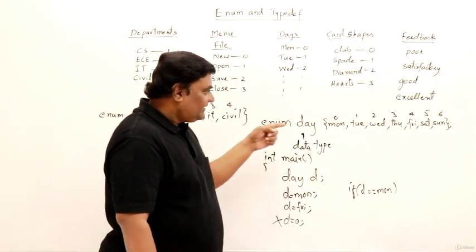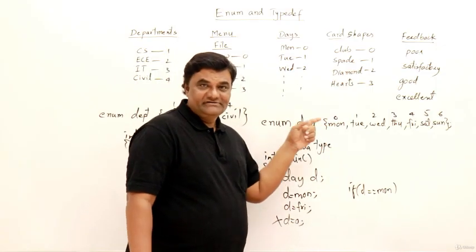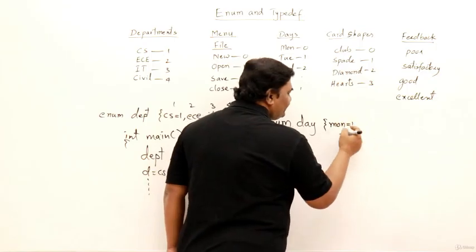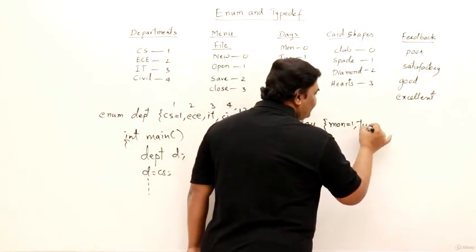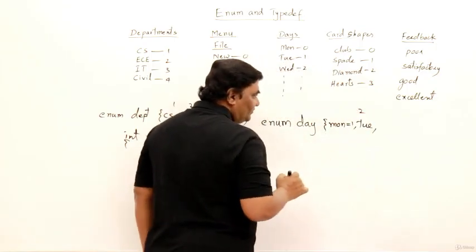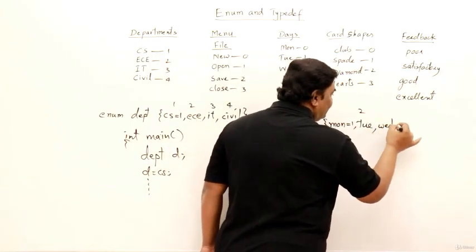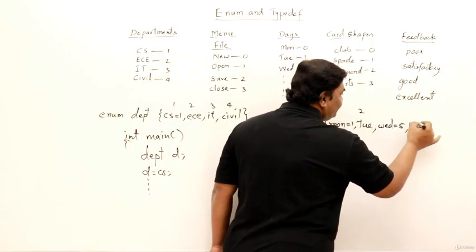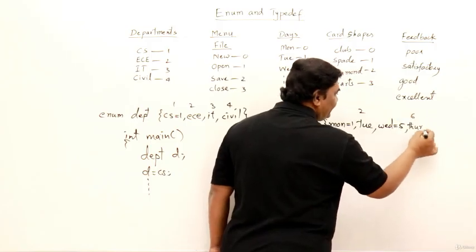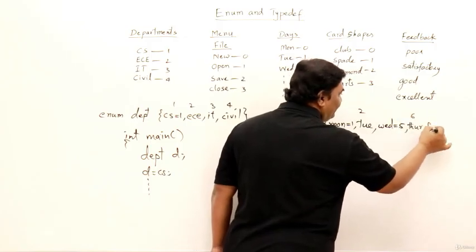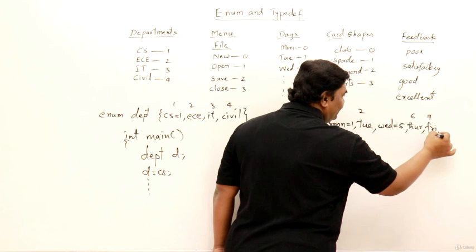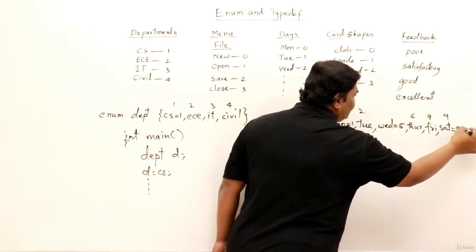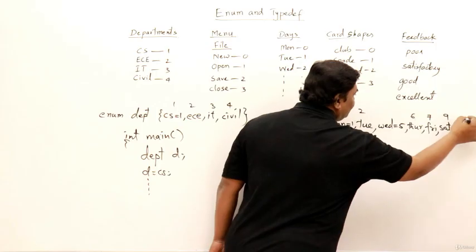Next, here I will change some values, right? I will remove this. Suppose I say Monday as 1. So this will be 1. Then if I write just Tuesday, then automatically it will be 2. Then for Wednesday, I will write 5. So this will become 5. Then Thursday, if I say nothing, this will automatically become 6, right? Then Friday, it will automatically become 7. Then Saturday, if I say 9, then it will become 9. Then Sunday, it will become 10.